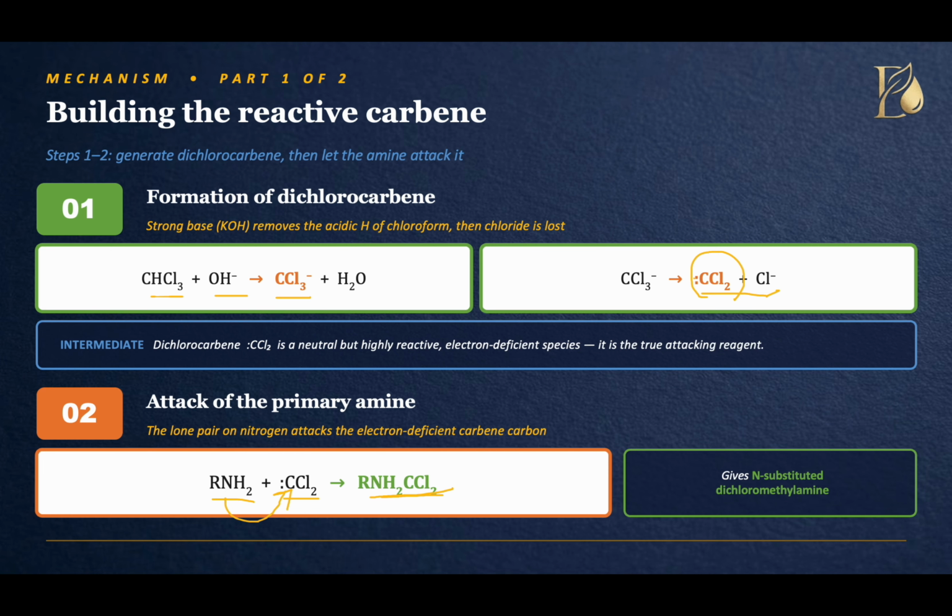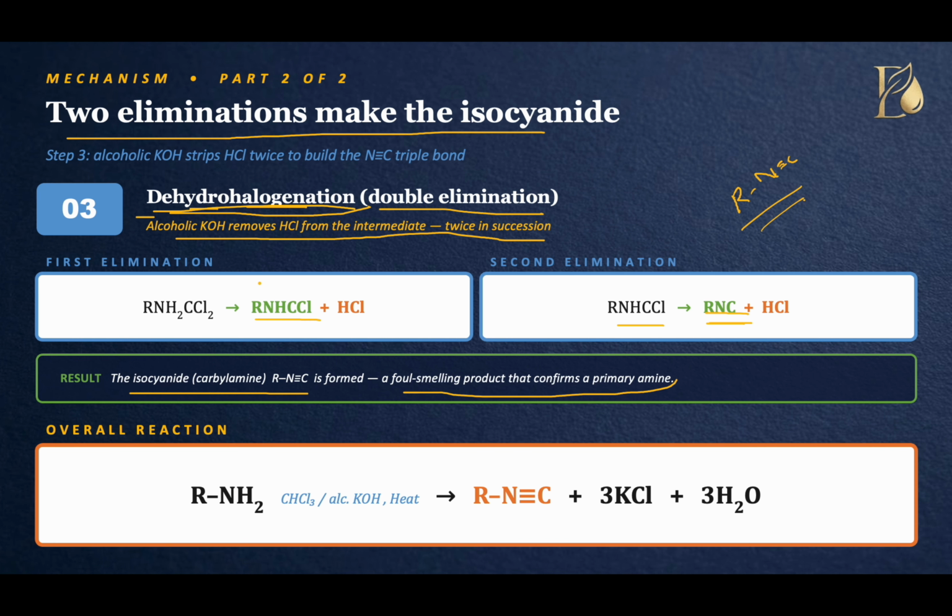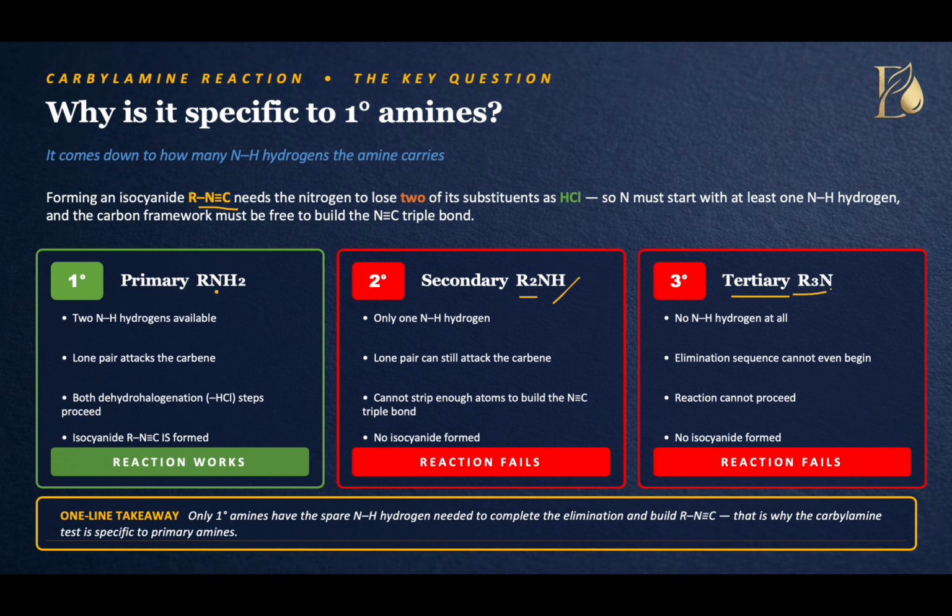We have seen the third step, dehydrohalogenation. 2 times HCl is removed. So we need 2 hydrogen atoms attached to the amine, right? But in primary amine we know that there are 2 hydrogen atoms, so the reaction is possible. But in secondary amine there is only 1 hydrogen, and in tertiary amine there is no hydrogen atom. So this dehydrohalogenation reaction will not happen.